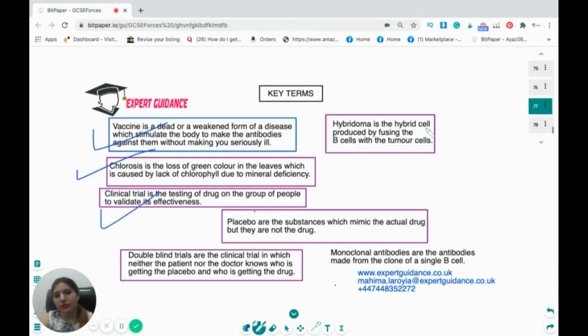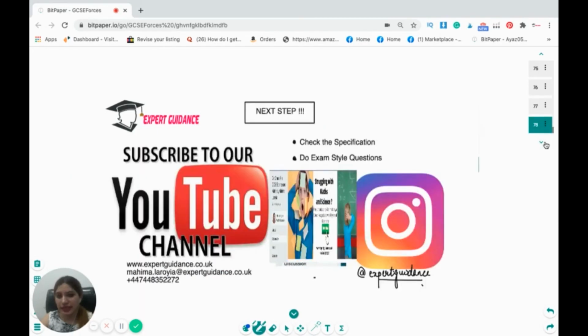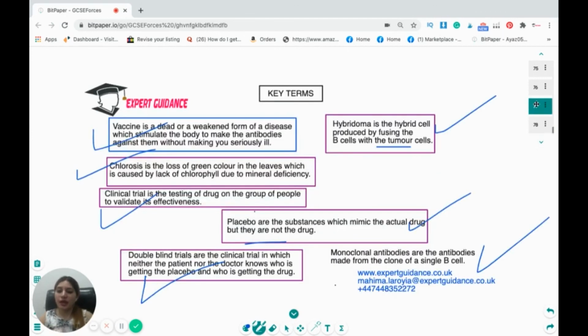Hybridomas are the hybrid cells produced by fusing B cells with the tumor cell. Placebos are the substances which mimic the actual drug, but they are not the drug. Double-blind trials are the clinical trials in which neither the patient nor the doctor knows who is getting the placebo and who is getting the drug. Monoclonal antibodies are the antibodies made from a clone of a single B cell. Okay, so I hope this topic is clear to you.